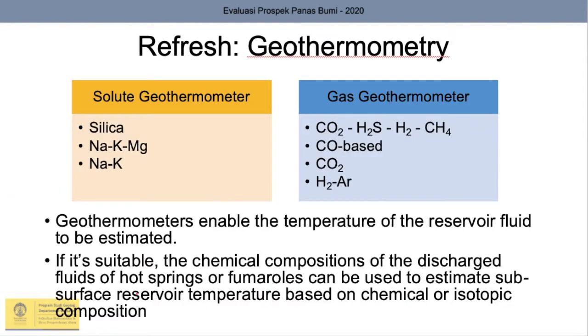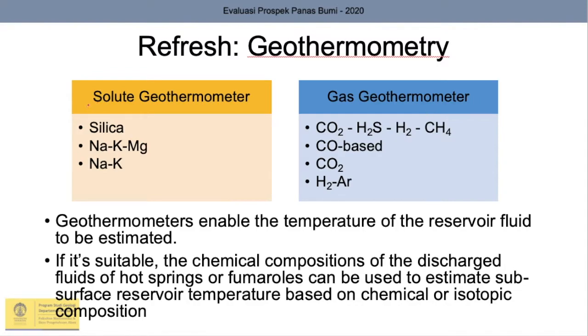And now I would like to go back to a previous concept that may have been taught in the previous course. This is geothermometry, where we determine the subsurface temperature based on the chemical composition. You can click on the link below in the description because I have put together a video that discusses geothermometry thoroughly. In geothermometry, we have solute and gas geothermometry.